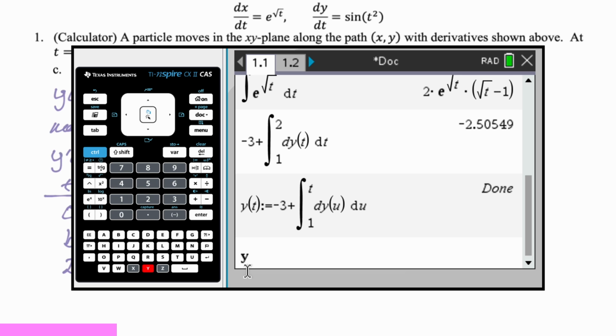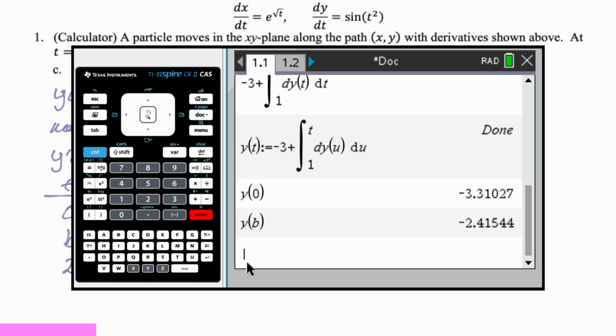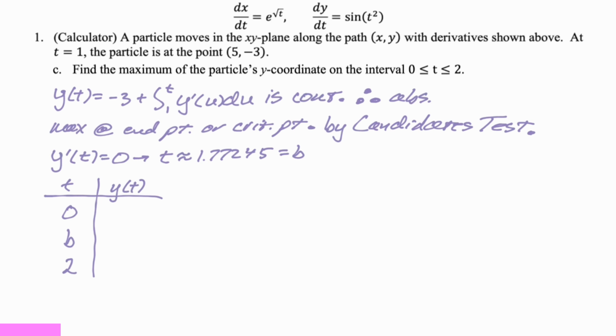So I'm just saying y of 0 is negative 3.310. I'm going to do y of b is negative 2.415, and then y of 2 is negative 2.505. Okay, so now we're going to go back to the handwritten stuff, finish off this part. I'll see you there. And I'm just going to fill them in for us. So we got negative 3.310, negative 2.415, negative 2.505.